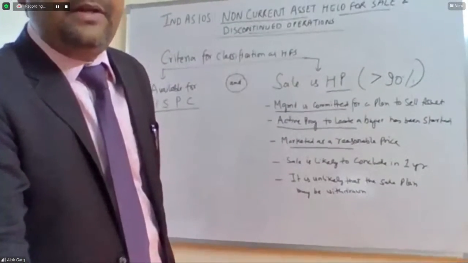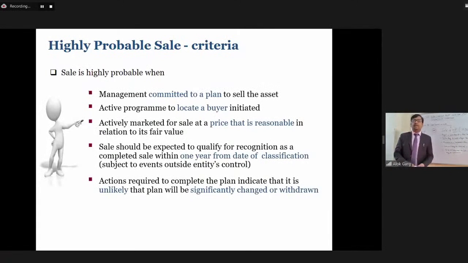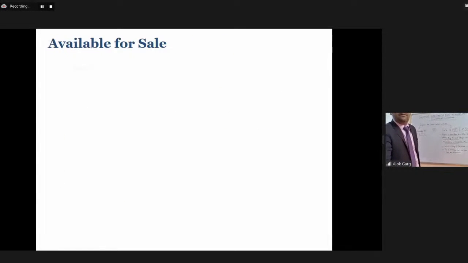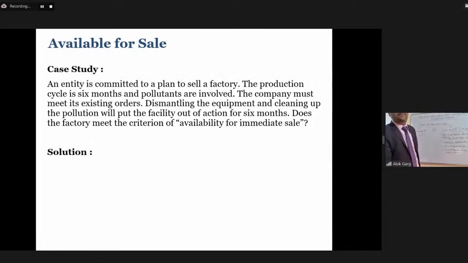Now let me share my screen again. So students, again these 5 items are there on the screen which we have already discussed. Now the case study. An entity is committed to a plan to sell a factory. The production cycle is 6 months and pollutants are involved. The company must meet its existing orders. Dismantling the equipment and cleaning up the pollution will put the facility out of action for 6 months. Does the factory meet the criteria of available for immediate sale in present condition?